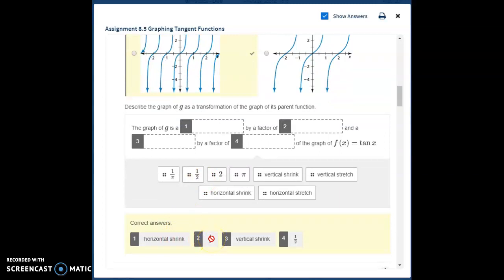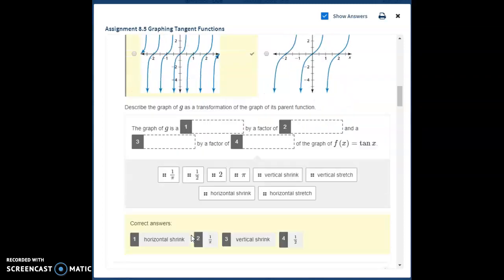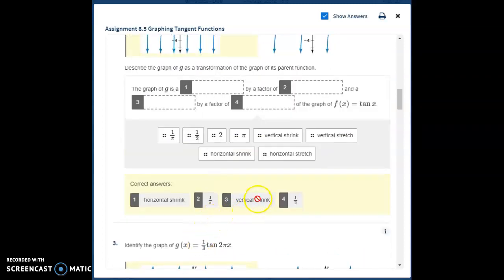So that first number is either going to be a horizontal stretch or a shrink. This one was a shrink because it was a half. And then the vertical shrink of 1/2 also. And you could put these in different orders. You could have done vertical shrink of 1/2 and horizontal shrink of 1 over pi. Either one of those would work.